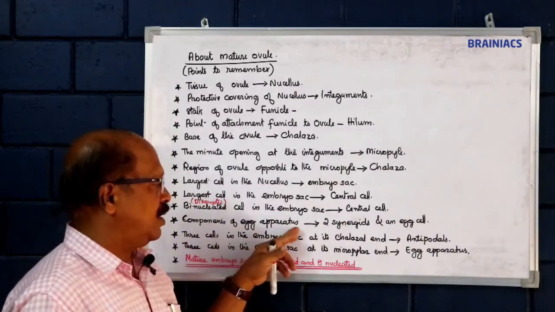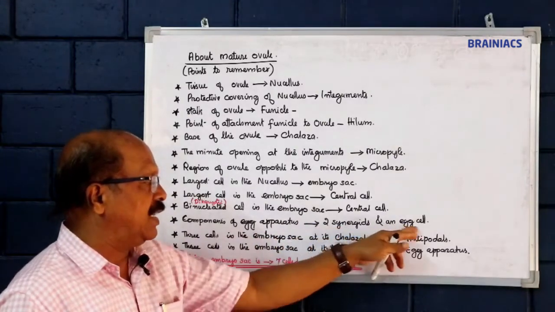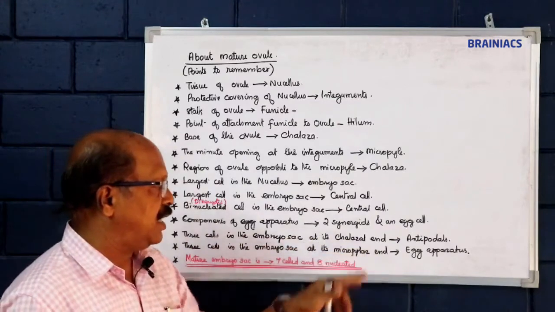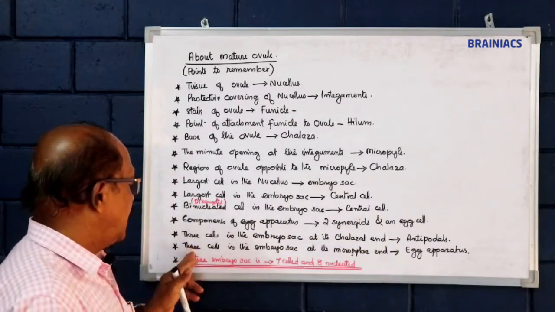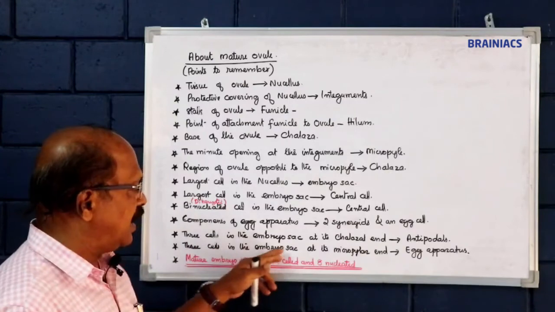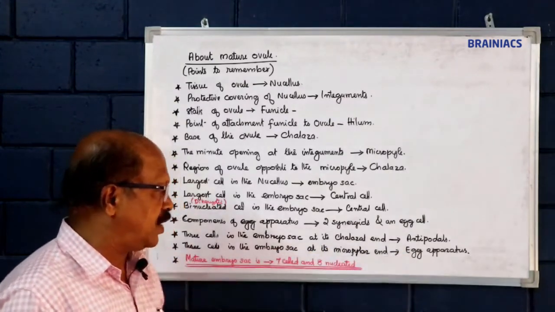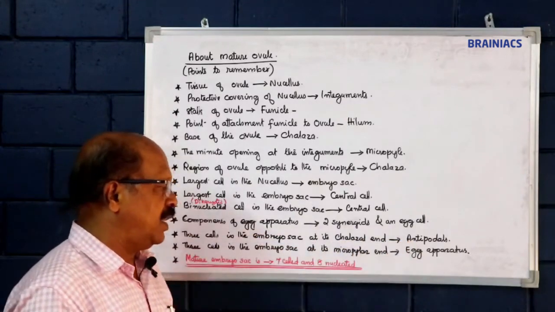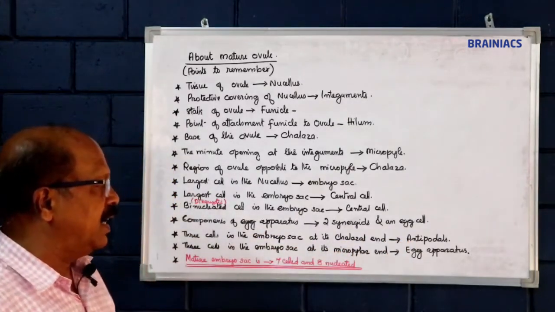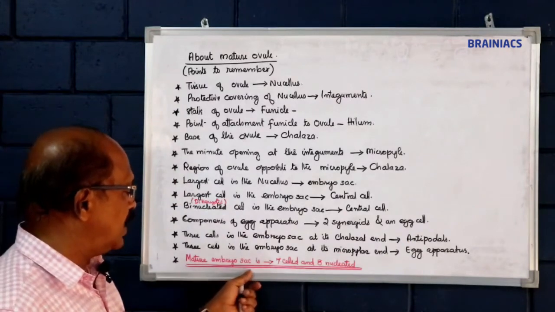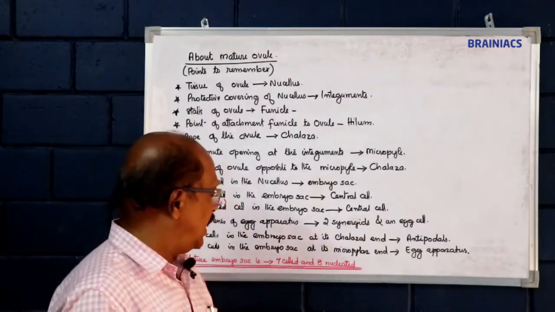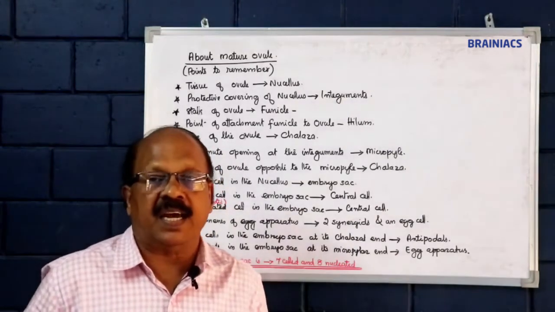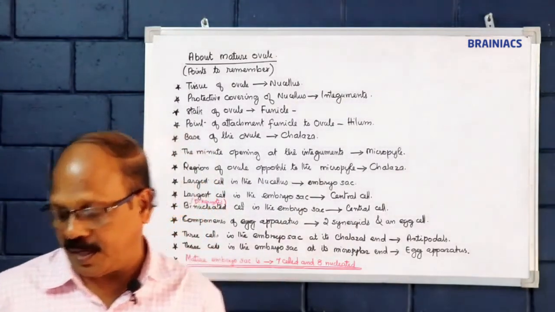Components of the egg apparatus: 2 synergids and an egg cell. 3 cells in the embryo sac at its chalazal end, antipodals. 3 cells in the embryo sac at its micropylar end is the egg apparatus. Mature embryo sac is 7-celled and 8 nucleated.